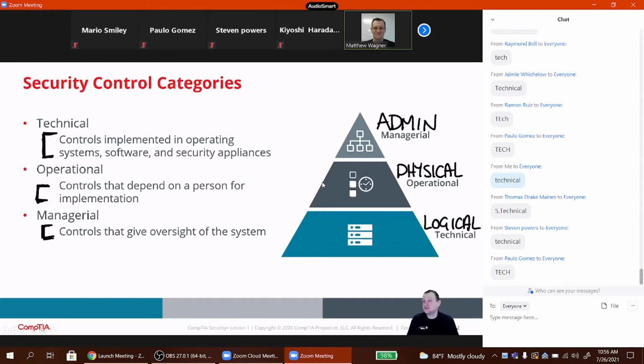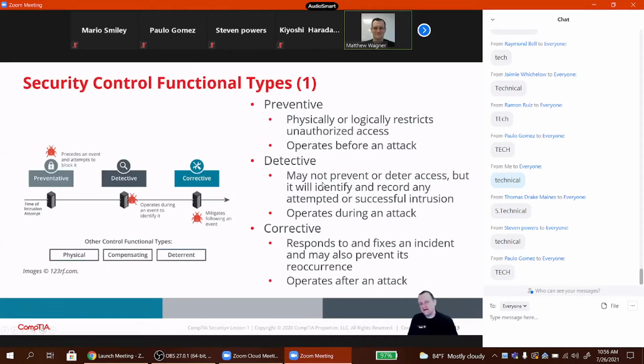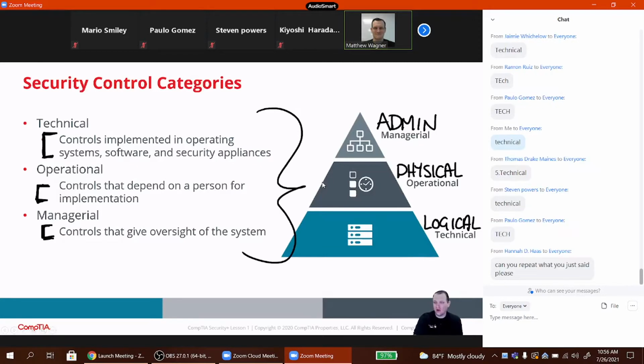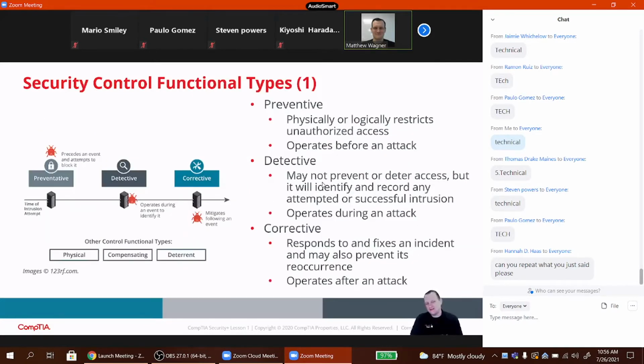Then there are different types of control. The difference between the types and the categories is when it comes to categories, pick one. You're either technical, operational, or managerial. You're one of the three, but never two different things. With the types, you can be multiple types at the same time, meaning a certain device could also be preventative as well as detective. Can I repeat what I just said?